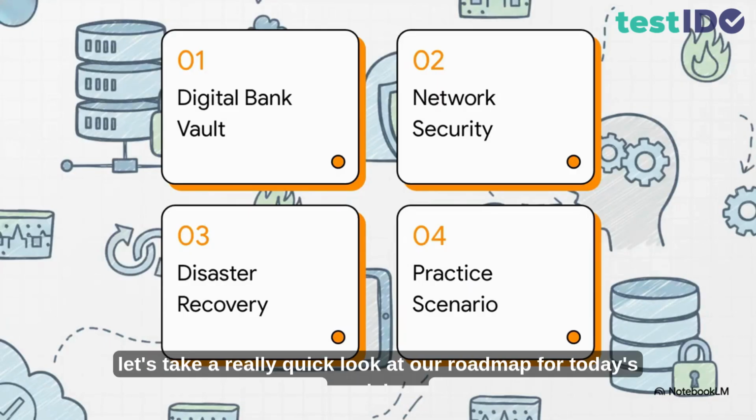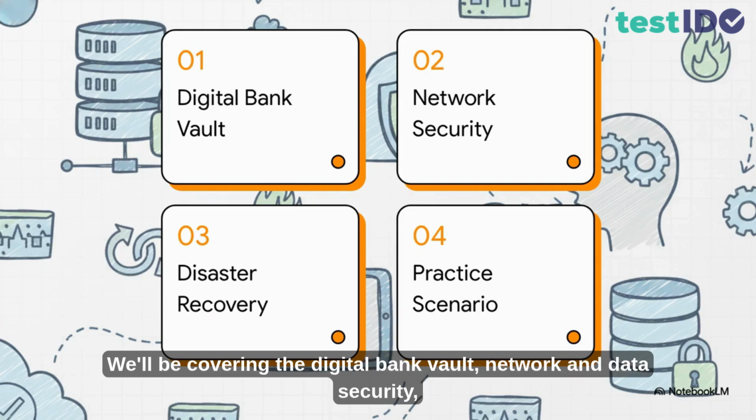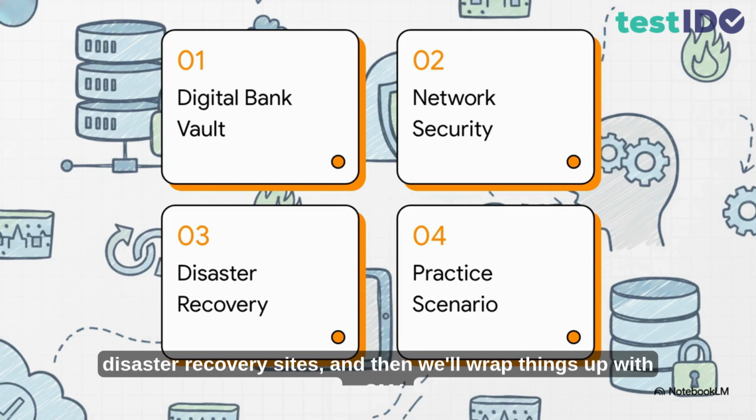Okay, let's take a really quick look at our roadmap for today's explainer. We'll be covering the digital bank vault, network and data security, disaster recovery sites, and then we'll wrap things up with a CMA practice scenario so you're completely ready for test day.